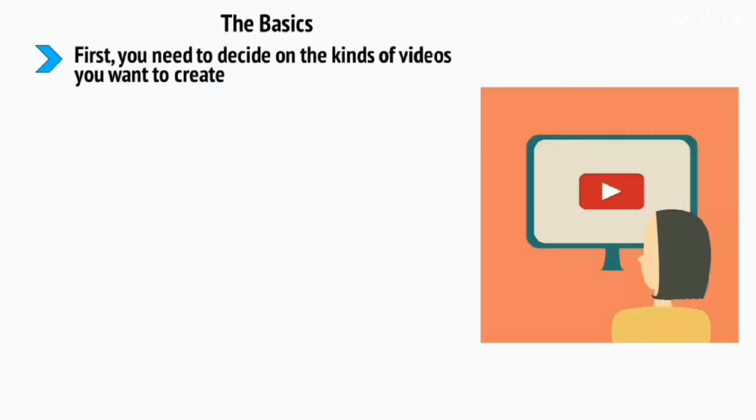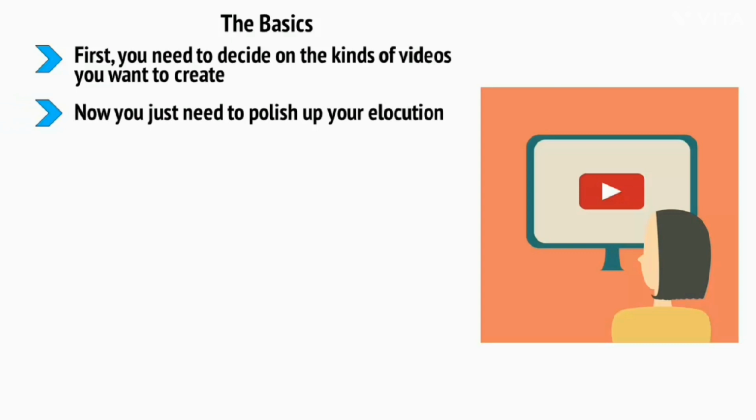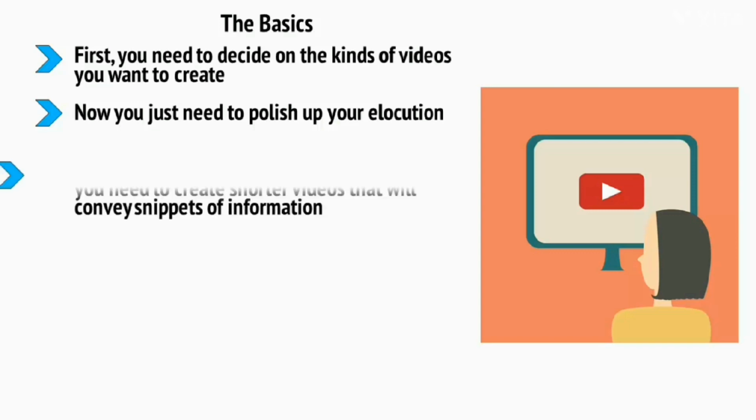The basics. First, you need to decide on the kinds of videos you want to create. This should be easy enough, seeing as you already have your brand and probably, hopefully, a personal brand. You've taken a look at your presentation, and you've learned through Instagram how to make things look desirable. Now you just need to polish up your elocution. Speak more slowly to sound more confident, and choose a nice backdrop, and you can send that message of success and style.